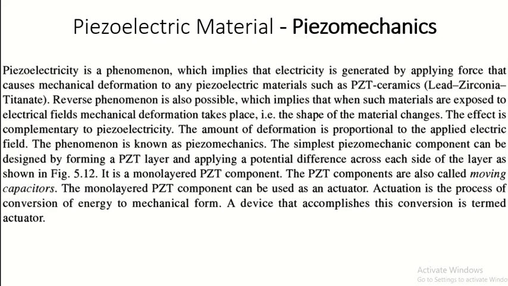And now I'll explain that it is a monolayered PZT component. The PZT components are also called moving capacitors. The monolayered PZT component can be used as an actuator. Actuation is a process of conversion of energy to mechanical form. So here the electrical energy can be converted into mechanical form with the help of such piezomechanic material or a piezoelectric material which are utilizing piezomechanic properties. A device that accomplishes this conversion is termed an actuator.